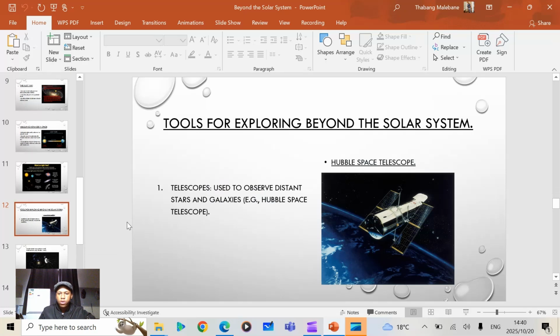Tools for exploring beyond the solar system. The first tool we have is the telescope, used to observe distant stars and galaxies. For example, the Hubble Space Telescope. This is how it looks. That is the first tool for exploring beyond the solar system.